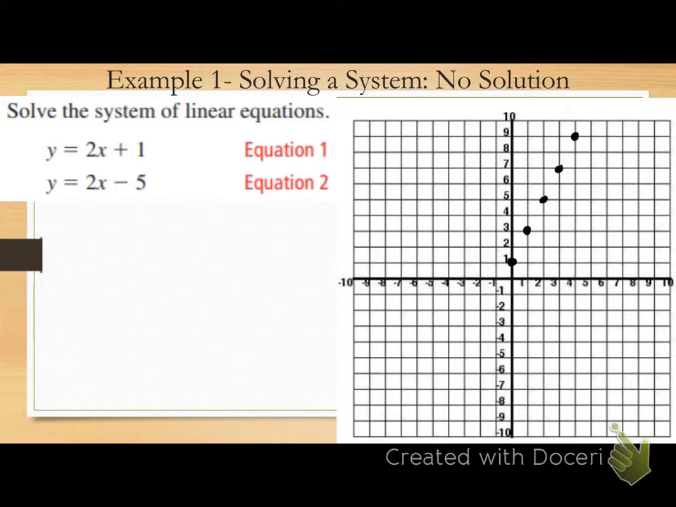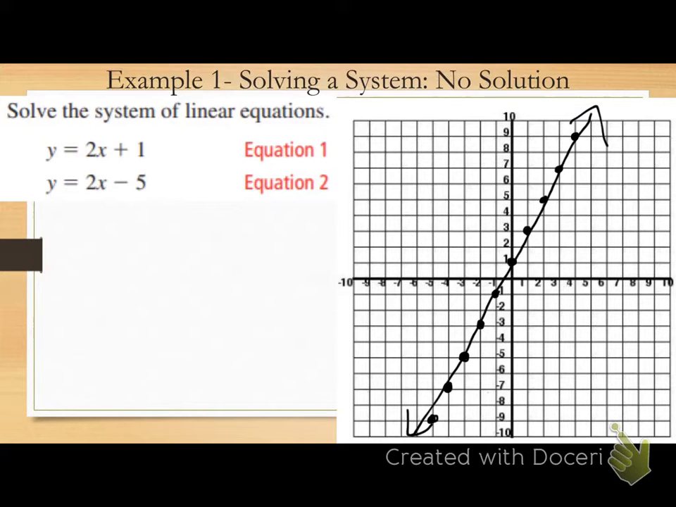And what other two directions can I go? Down 2, left 1. Connect my points. There's my graph of equation 1. Everyone good with that? Yes.